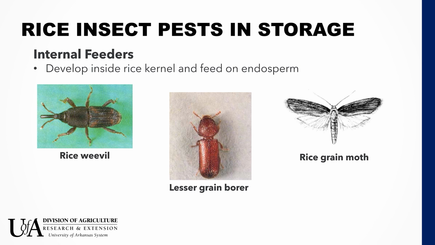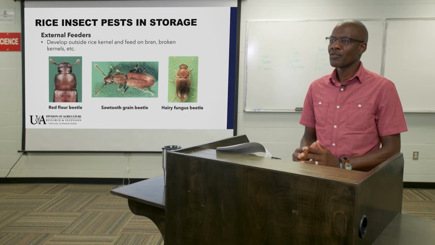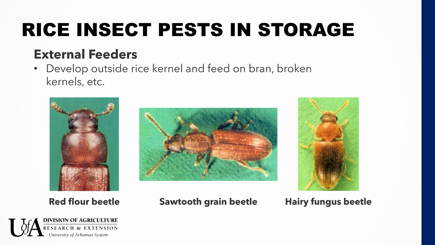The internal feeders are those insects that develop inside the rice kernel, and then they feed on the endosperm. Some of the examples include the rice weevil, the lesser grain borer, and the rice grain moth. External feeders are insects that develop outside the rice kernel and feed on the bran or broken kernels or dust particles that could be found around the grain. Examples include the red flour beetle, sawtooth grain beetle, and the hairy fungus beetle.